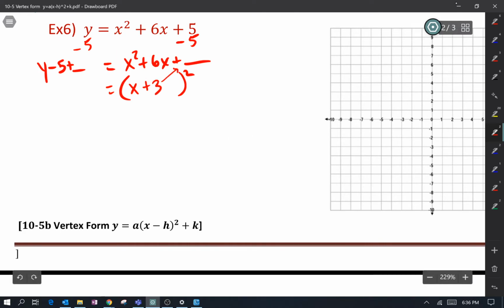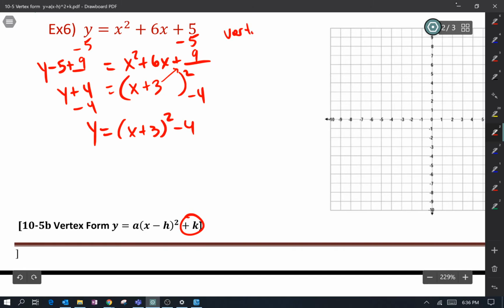You're going to square it. You're going to put a 9 here, but you're going to add 9 to both sides, right? So we get y minus 5 plus 9, which is y plus 4. Good. Now what do we want? Remember, for vertex form, we want the k at the end. We don't want the k with the y, so we have to subtract 4 from both sides. And we end up with y equals x plus 3 squared minus 4.